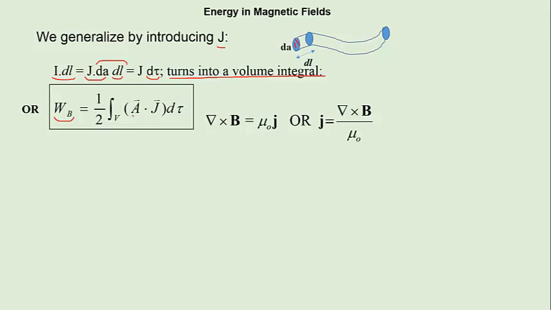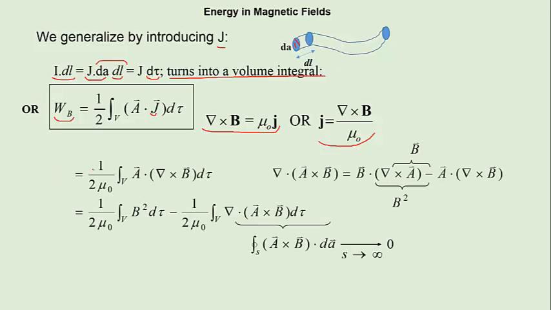Now let's go back to the possibility of expressing J in terms of B, and to do that we just take Maxwell's equation for the cross product of B in terms of J, solve for J, and so we now have J equaling this quantity here. So we can take this and put it into this expression here.